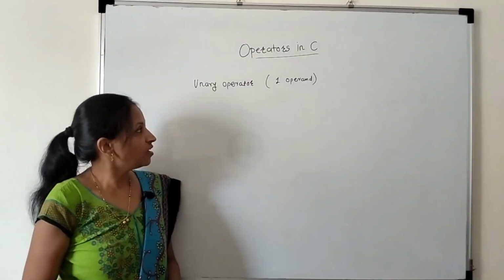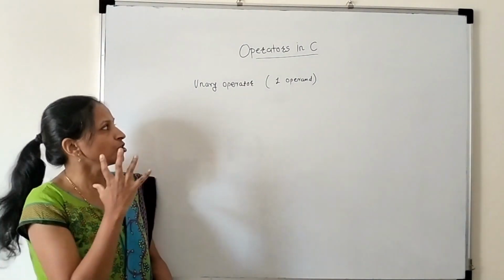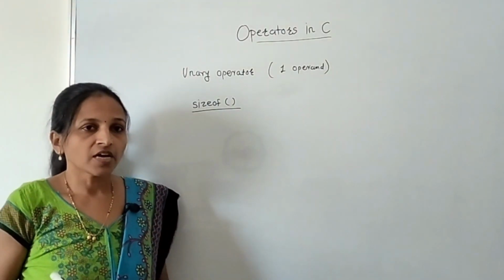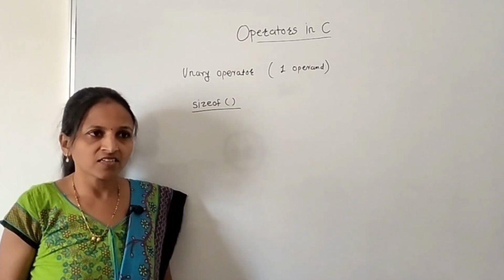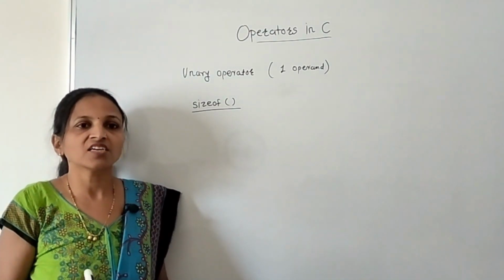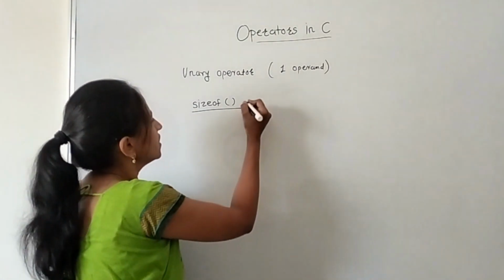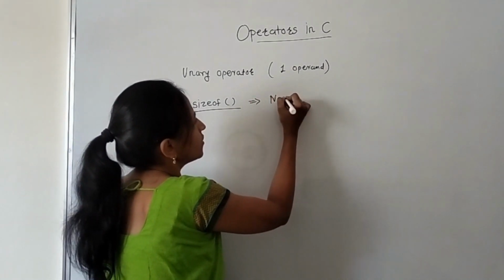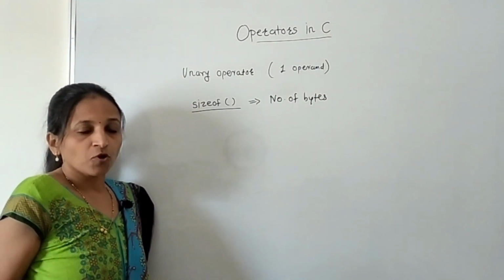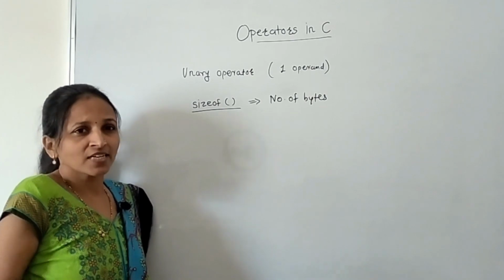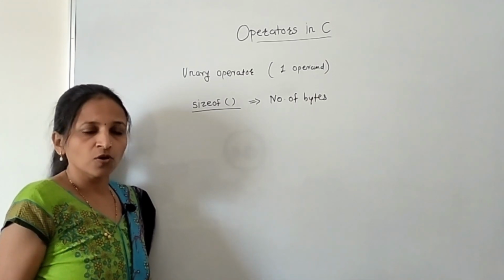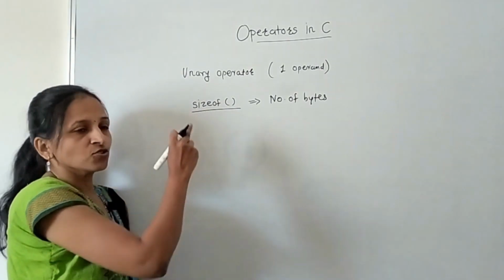Getting? Okay. Now the next operator that comes under this unary category is the sizeof operator. This sizeof operator is used to get the number of bytes allocated for any particular data type or any variable. If you want to know the size of any variable in memory, how many bytes are allocated for that variable, we can use this sizeof operator.